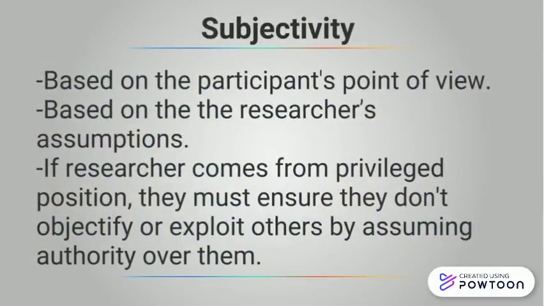The subjectivity of a narrative research project comes from 3 areas. Number 1, the researcher's position of privilege, making sure they don't exploit their participants or assume authority over them. Number 2, the researcher's assumptions. And number 3, the participant's point of view.